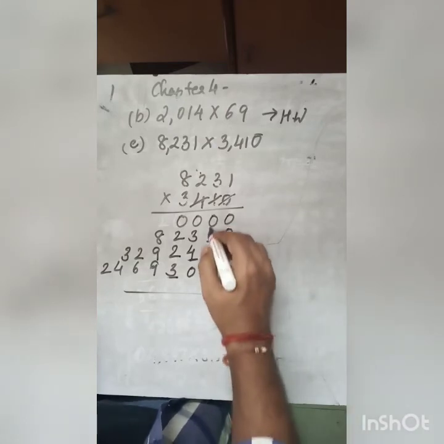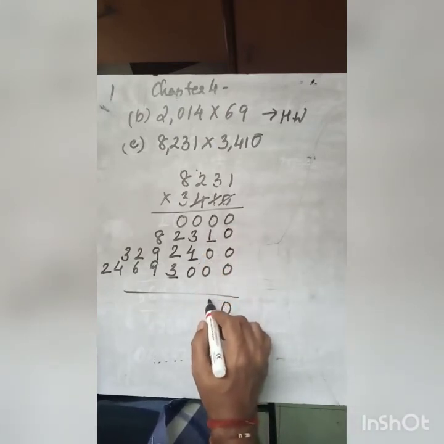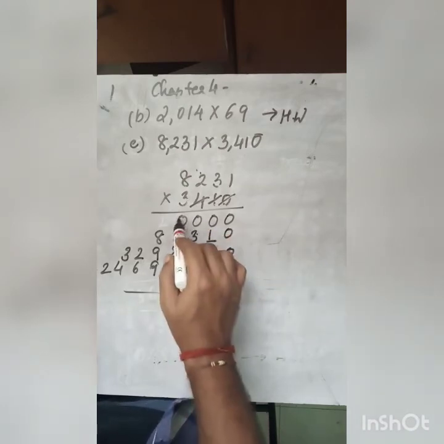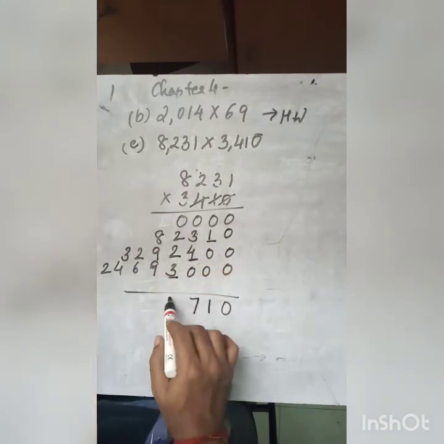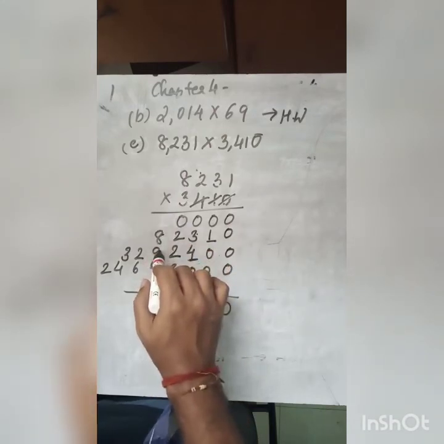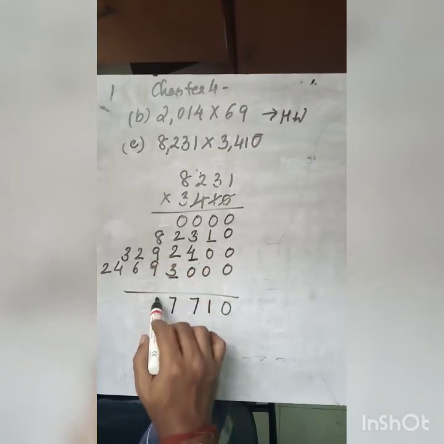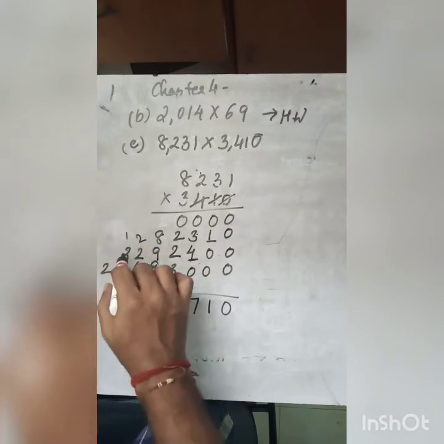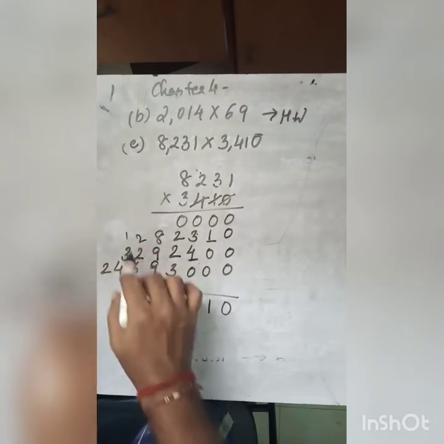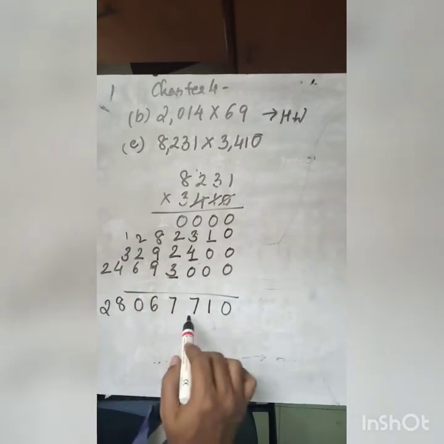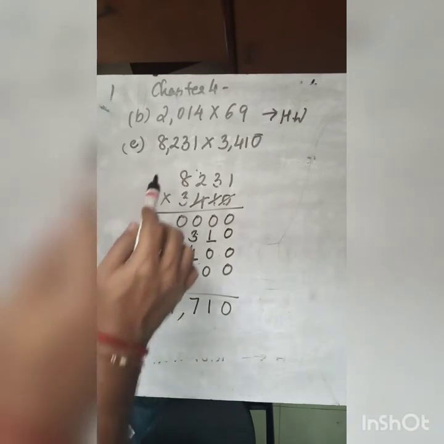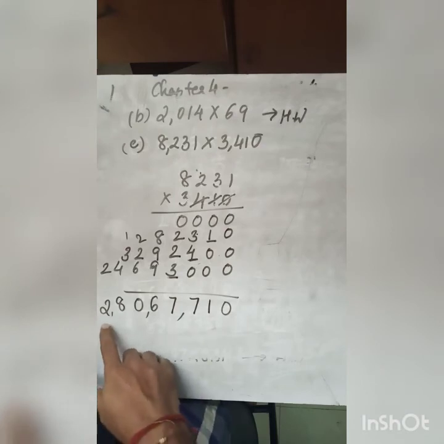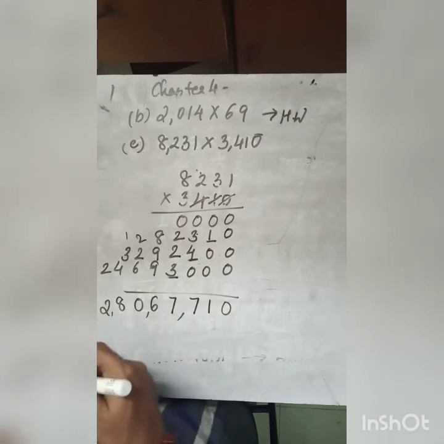So 0, 1 plus 0 plus 0, that's 1. 0 plus 3, 3 plus 4, 7 plus 0, 7. 0 plus 2, 2 plus 2, 4, 4 plus 3, 7, 8 plus 9, 17, 17 plus 9, that's 26, 6, 2. 6 plus 2, 8 plus 2, 10. 4 plus 3, 7 plus 1, 8. So 8,231 multiplied by 3,410 will give me the answer 2,80,67,710.